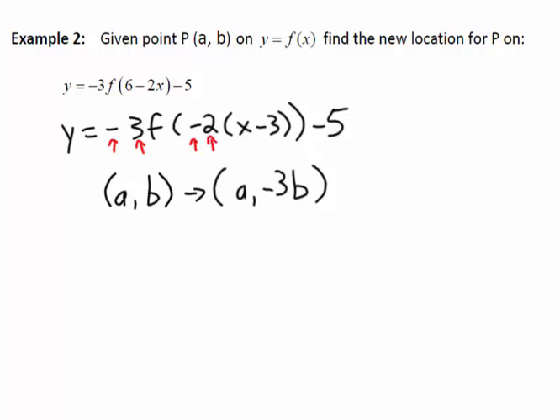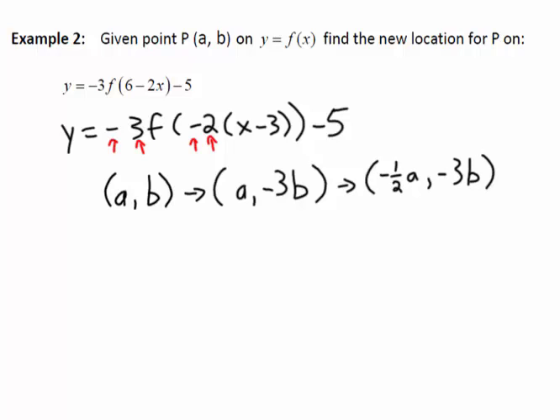Same can be said for the next pieces. We have a negative inside the function and a 2. All we have to do is keep in mind we need the reciprocal when we're inside the function. So we're going to multiply our coordinate by -1/2 and carry the y as it was before.